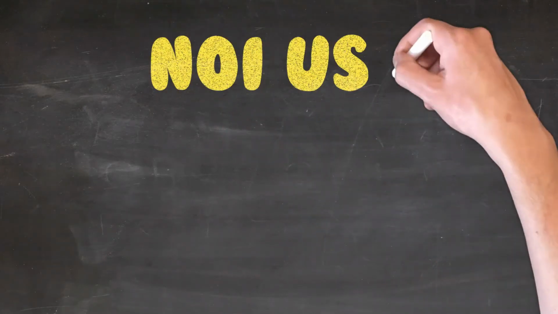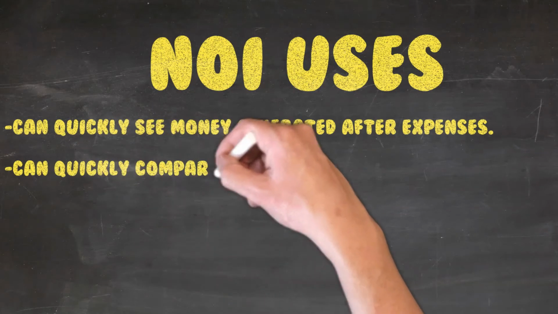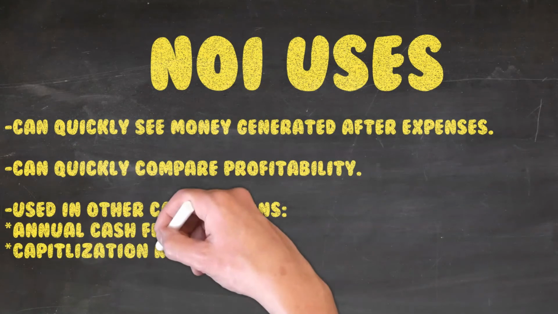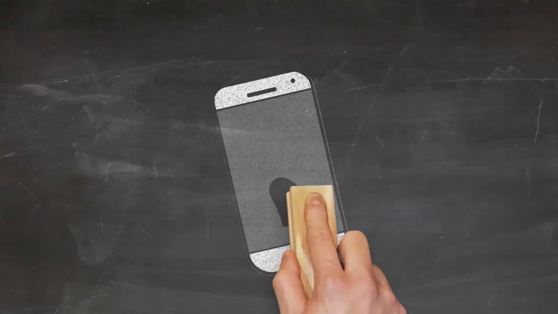And so this is just a good, quick number to find out how much cash flow a certain asset should be producing each year on average. And then you can use this number for other types of calculations to determine profitability. But anyways, that's what NOI is, or net operating income.